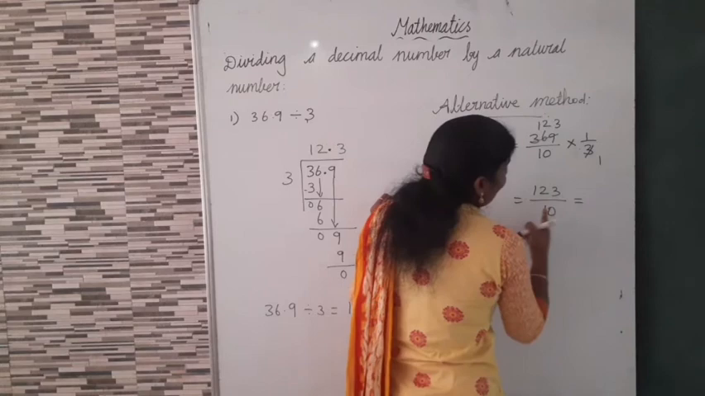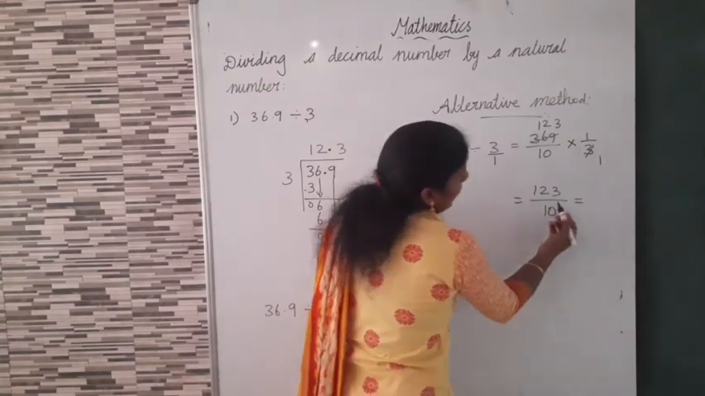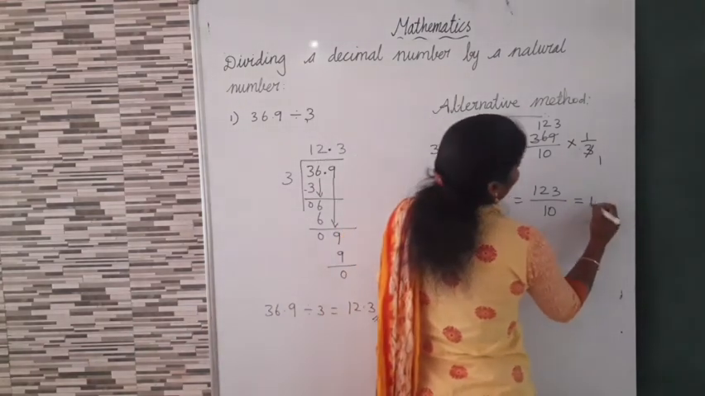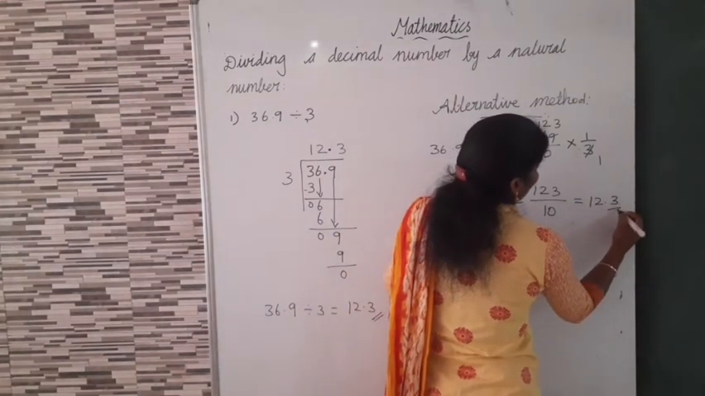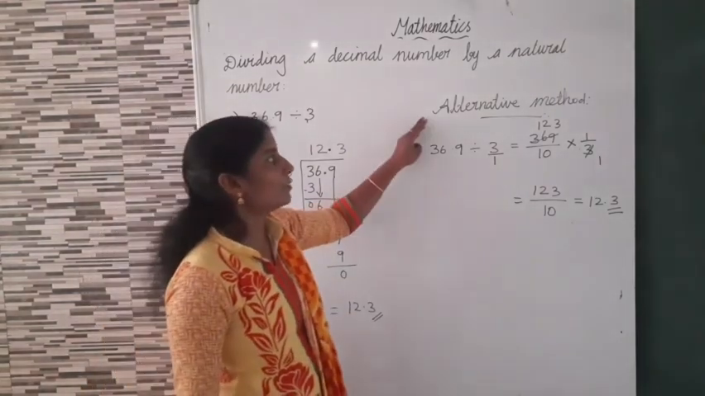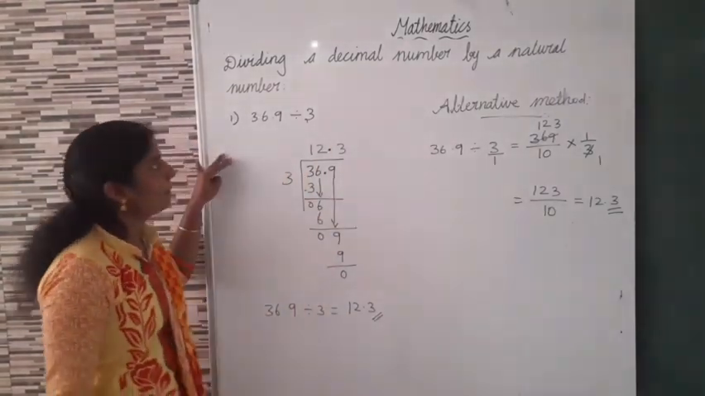Now we can write in decimal form. Here 10 means after the point we need only one digit. So we can write 12.3 is the answer. Did you get the same value? Isn't it? This is an alternative method. This is the long division method.